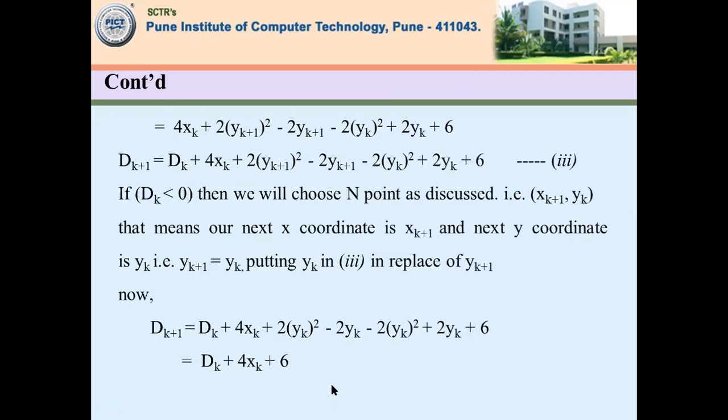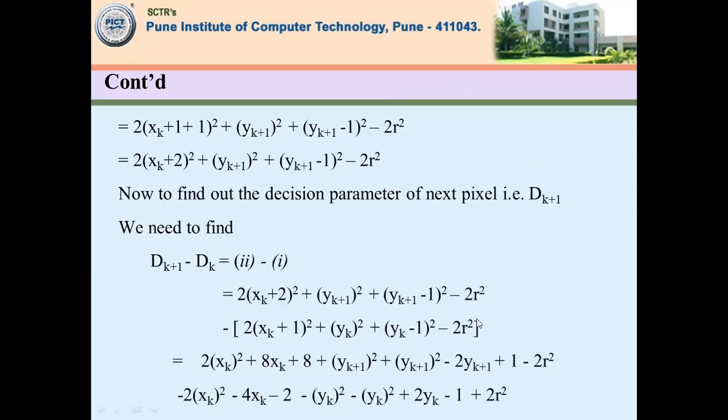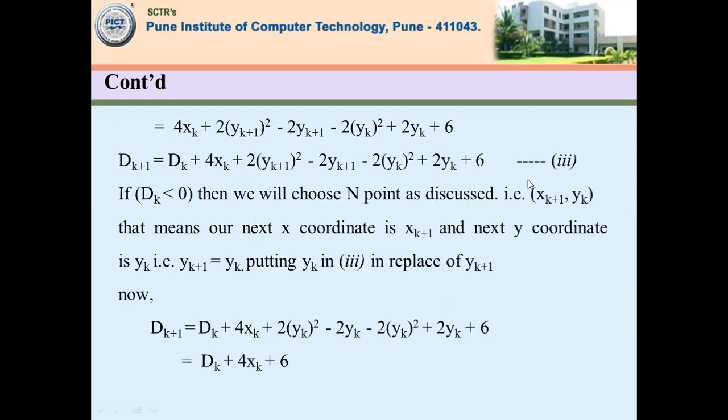You will get this value: xk plus 2, y(k+1) square minus 2y(k+1) plus 1 minus 2yk square plus 2yk. These are just simple calculations: addition, multiplication, subtraction. You know how to calculate (a+b) square. You are well aware of it: a square plus 2ab plus b square. Based on that, you just go on calculating, you will get this value definitely.